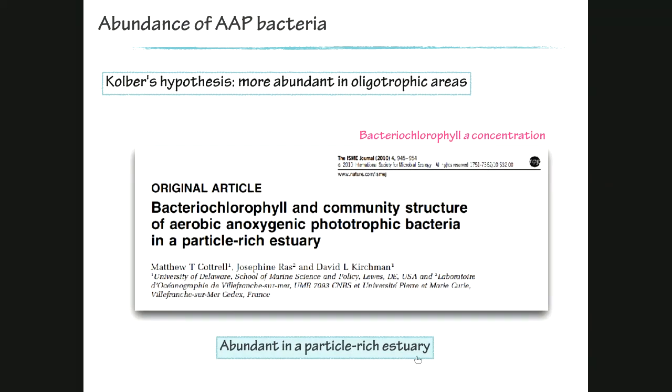However, these results, or this hypothesis, got in conflict with other papers that were published later on that showed that, for example, they were abundant in a rich estuary, which is not an oligotrophic site, it's actually quite eutrophic. So this contradicted the hypothesis.